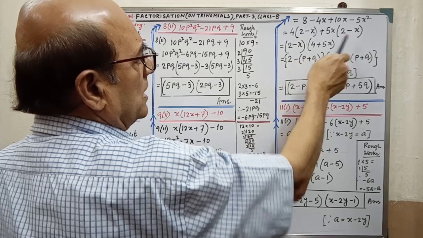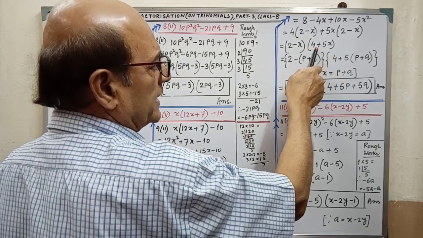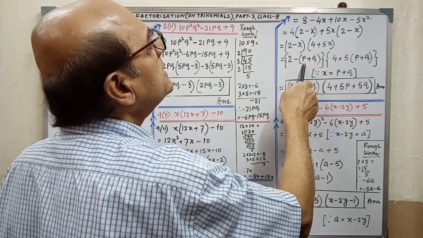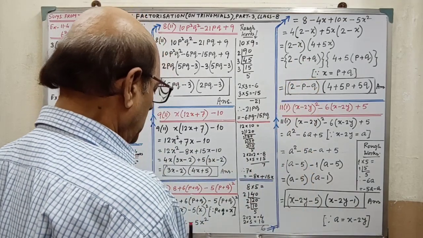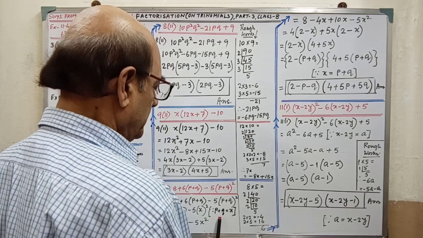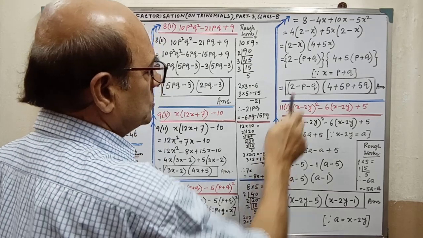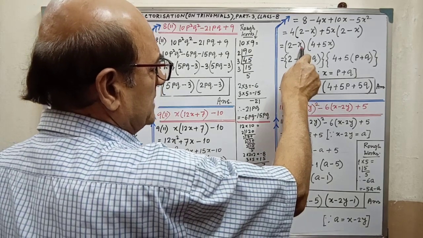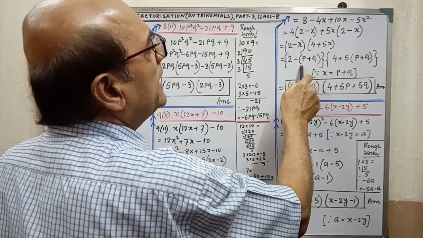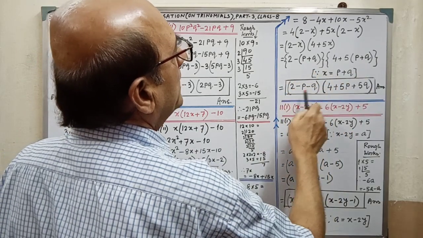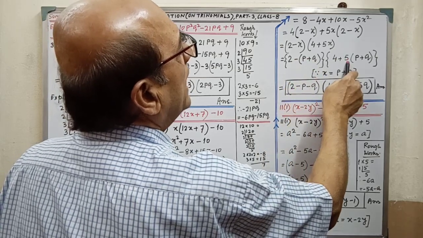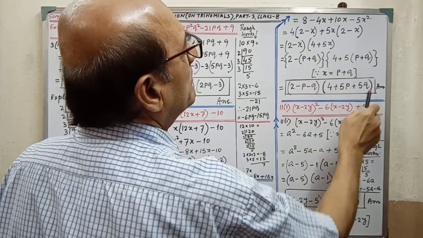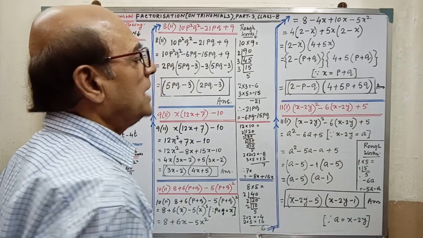Then we have to take common. After taking common we are getting this. At last, in this sum, in place of x we have to put the value of p plus q. Because we have taken x for p plus q, here we have to replace this x by p plus q. Then we have to multiply. That is minus sign, so plus minus it will be minus, and this will be multiplied. By multiplying we are getting this, so this is the answer.